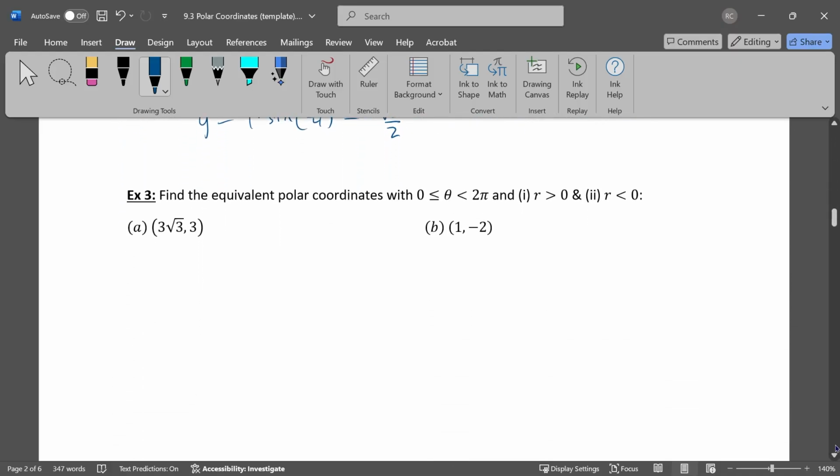Now, we'll try to find the equivalent polar coordinates under a couple of assumptions that theta is between 0 and 2 pi, and we want a version for r greater than 0 or r less than 0.